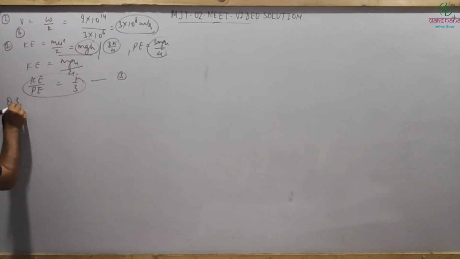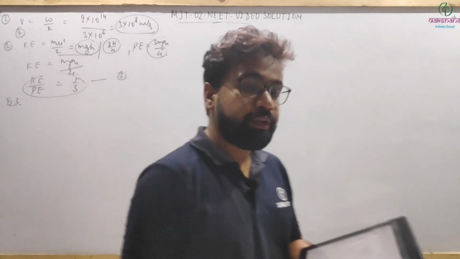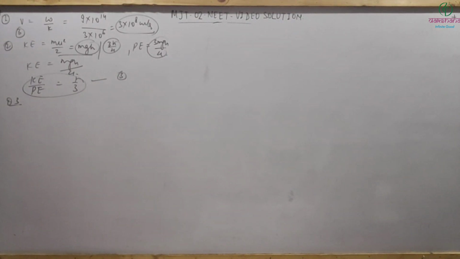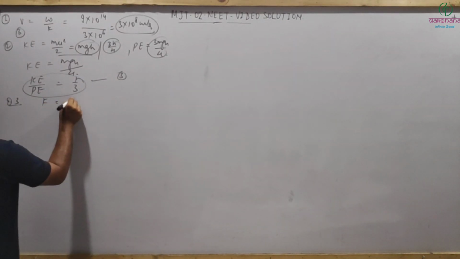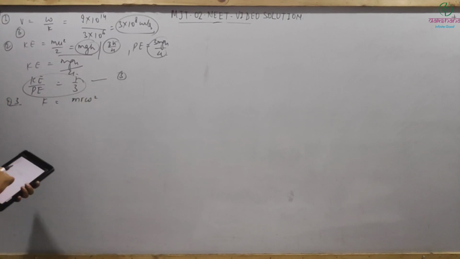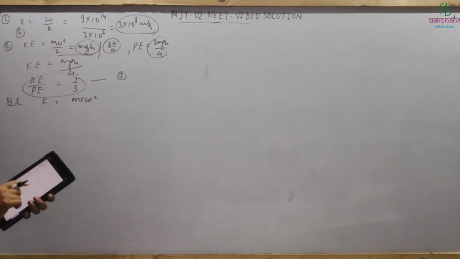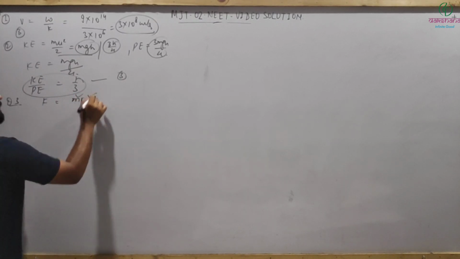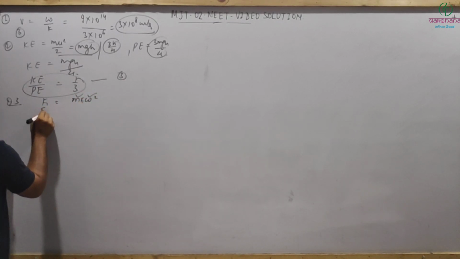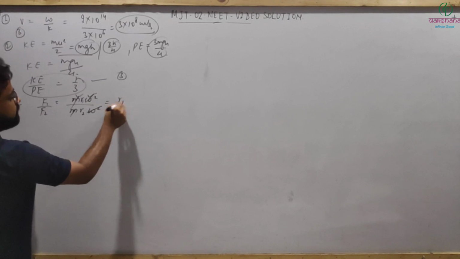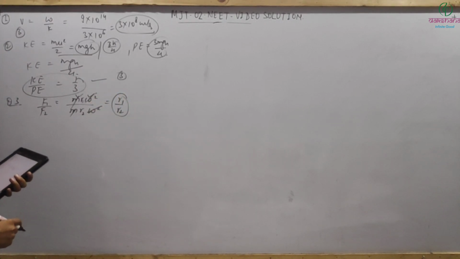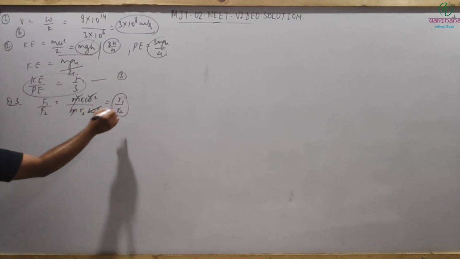Question number 3. Two particles of equal masses are revolving in circular paths of radii r1 and r2 with the same period. The ratio of their centripetal force. Centripetal force is equal to m r omega square. But for particles of equal masses and the same period, omega is the same and m is the same. So F1 by F2 is m r1 omega square by m r2 omega square, which simply cancels out. This is r1 by r2. It's asking the ratio of the centripetal force, that's matching with option number 1.